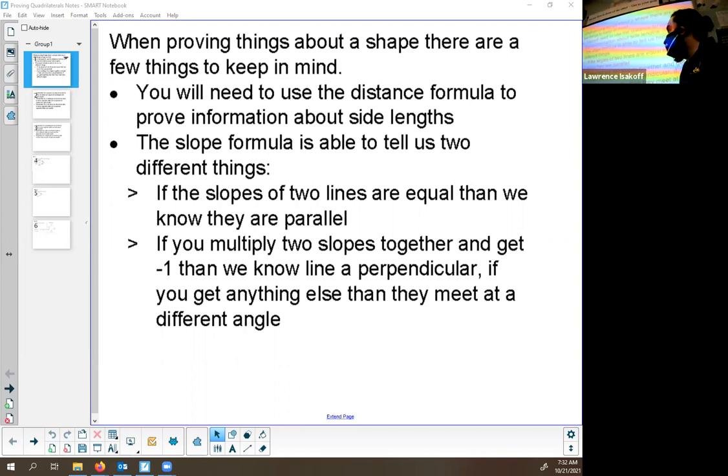So right away, I'm seeing right angle. Let's see. I know in a square, all angles are right angles, so that could come in handy there. Rectangle, all angles are right angles, could come in handy there.